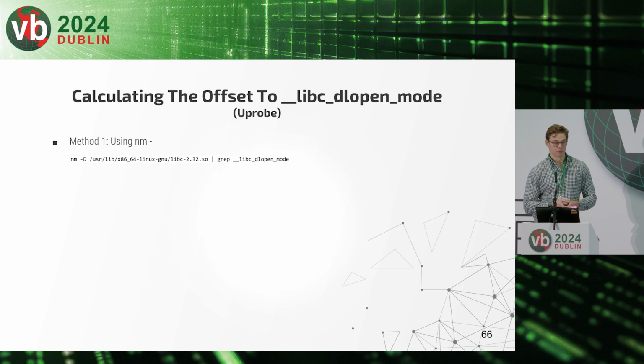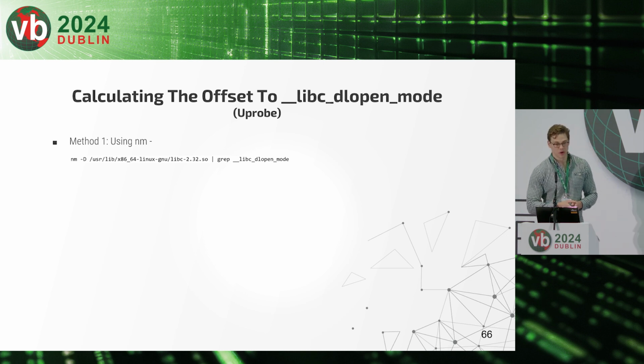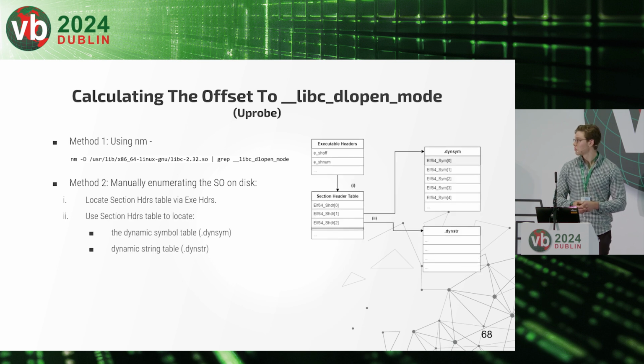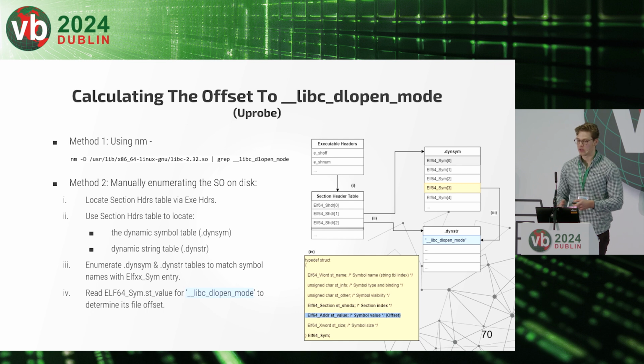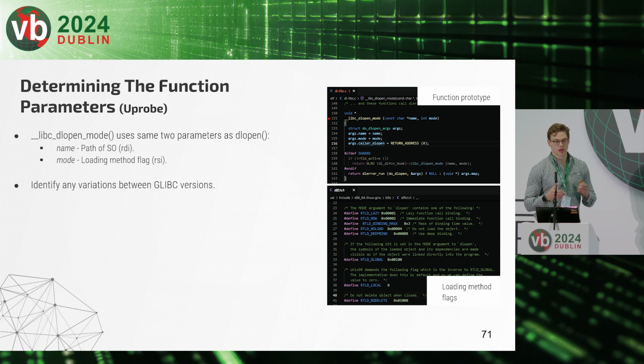So let's go with a uprobe. First we calculate our offset to __libc_dlopen_mode. If available, we could use the nm tool on Linux in this one-liner, or we can do it manually ourselves, demonstrated in the right screenshot. And since it's on disk, we could use the section header table to find the offset, which makes life a little bit easier. Next, we want to establish the parameters supplied to this function and discover any variations between glibc versions.